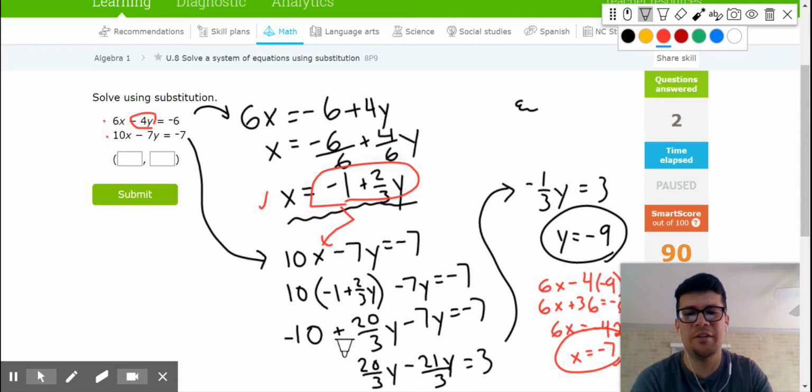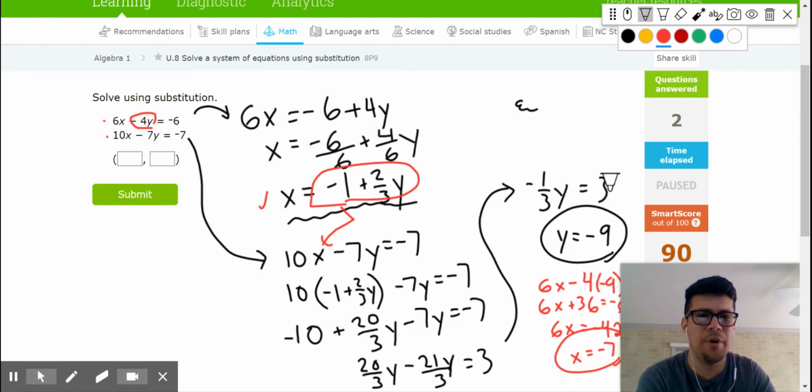To clean this up, I added 10 to both sides, so I have 20/3 y minus, and I went ahead and put 7y in thirds to get a common denominator. I call it 21/3. That's an easy fix. You can multiply the 7 by 3/3. So I have 20/3 y minus 21/3 y equals 3, because I did add the 10 to both sides. Now I'm going to combine my like terms. 20/3 minus 21/3 is going to give me -1/3. So I got -1/3 y equals 3.